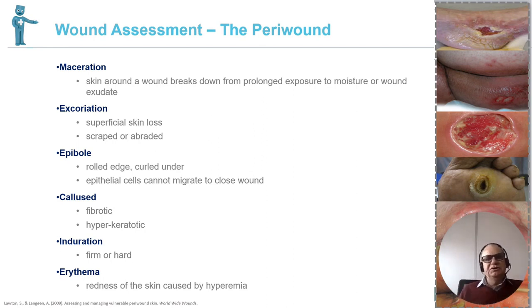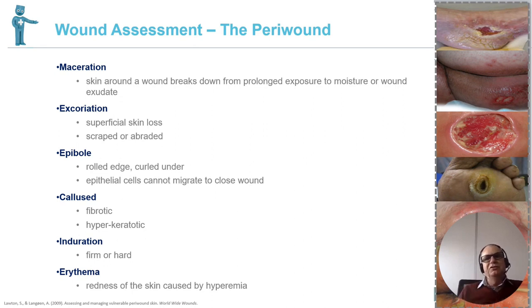One thing which is not very well known is those rolled edges, sometimes called epibole. These are usually because of infection. The epithelial cells cannot migrate and therefore need to be debrided. Calluses, we'll talk quite a bit about when we're doing the diabetic foot sections. These calluses need to be debrided. Here's another person for you in the multidisciplinary team, because this is usually done by the podiatry.